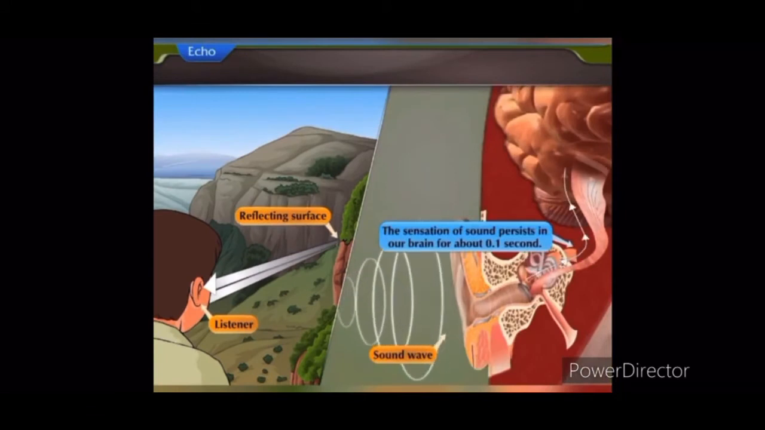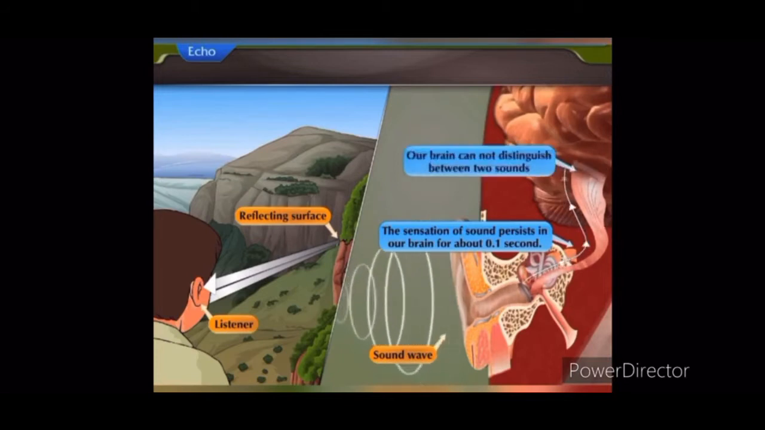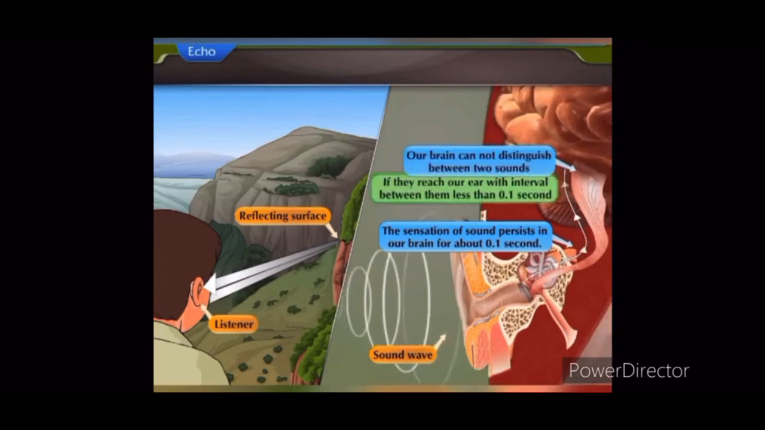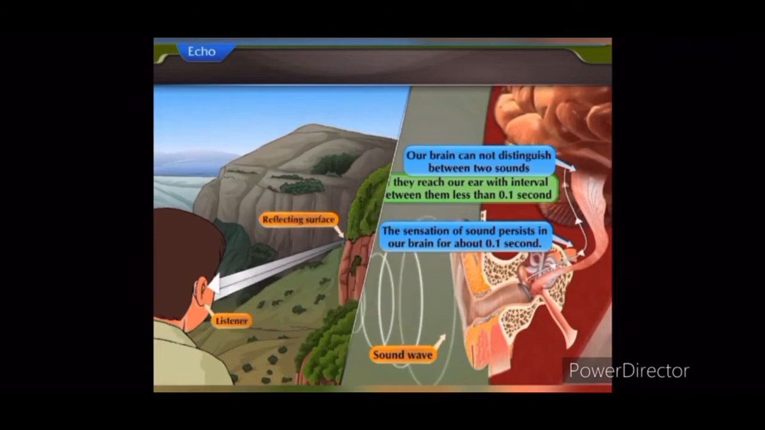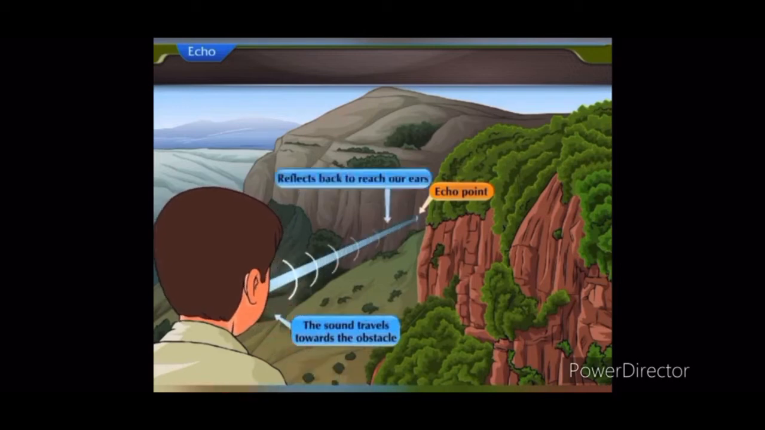The sensation of sound persists in our brain for about 0.1 second. That is, our brain cannot distinguish between two sounds if the interval between them is less than 0.1 second. When we shout before the echo point, we hear the sound first. The sound travels towards the obstacle and reflects back to reach our ears after 0.1 second, and we hear our shout once again. This is the echo of our shout.